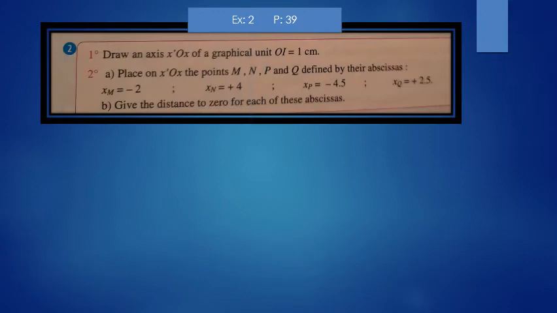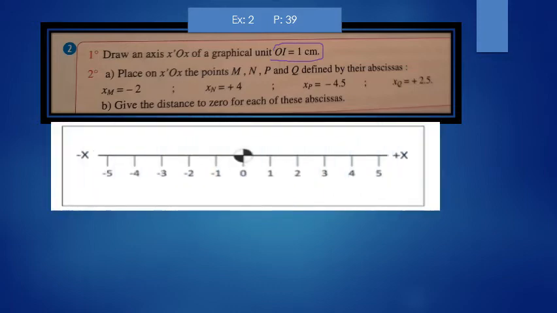Now, exercise 2 on the same page. Listen please. I have to draw an axis x prime OX of a graphical unit OI. What do we mean by unit OI equal 1 centimeter? The distance between the points is 1. By using your ruler, it's easy. First, I draw an axis. I plot the origin O, and then the numbers to the right are 1, 2, 3, 4, 5, while the numbers to the left are minus 1, minus 2, minus 3, minus 4, minus 5. What should I do now? Place on the abscissa axis the points M, N, P, and Q defined by their abscissas.